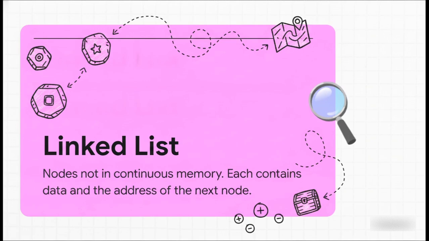Now you might be wondering, what if we want that nice order of an array, but we need it to grow dynamically so we avoid those crazy expensive shifting costs? Enter the linked list. Here, elements, which we call nodes, are actually not stored in continuous memory.